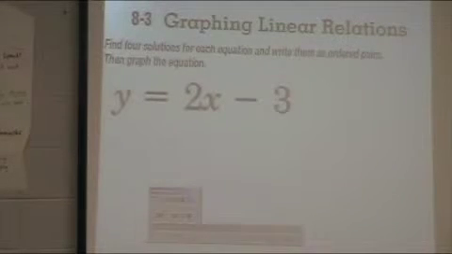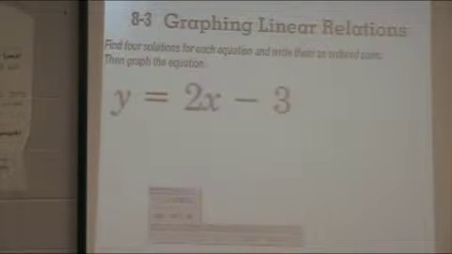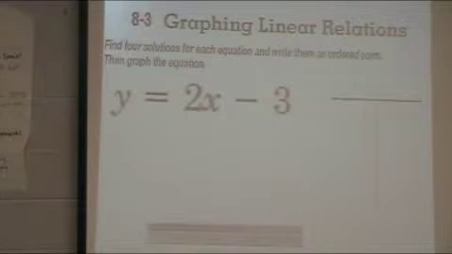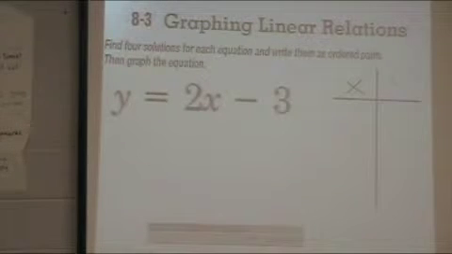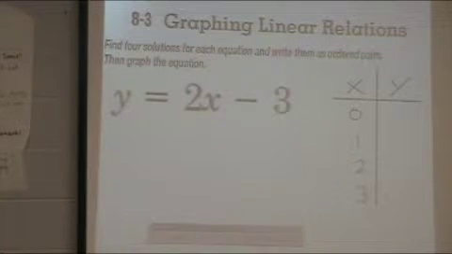Alright, our second example has the same instructions as the first. Find 4 solutions for each equation and write them as ordered pairs. Then graph the equation. My first step is always going to be to create a t-chart. Okay? In the first column I'll have x, and in the second column I'll have y. Now, remember for the x's, you just choose what you want the values to be. 0, 1, 2, and 3 is what I always choose because they seem to be the easiest.